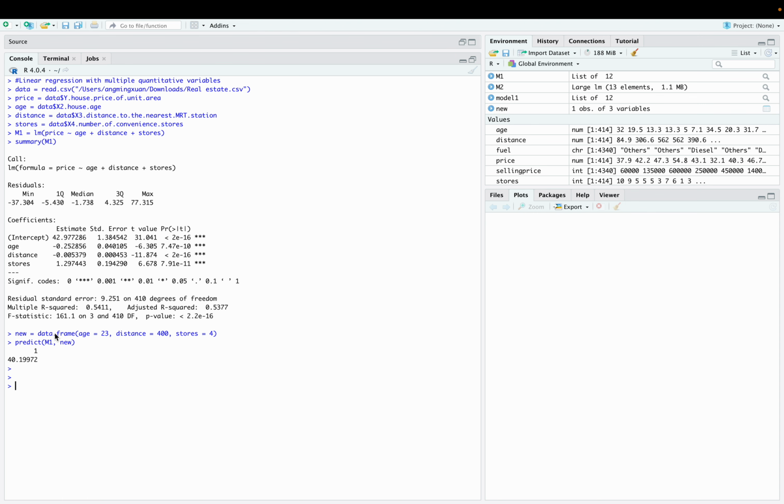Like the simple regression model, we want to use the predict function to interpolate a value of the price. So we just need to input a data frame with three inputs: the age, the distance, and the stores, and it uses the predict function to predict the price of the house.